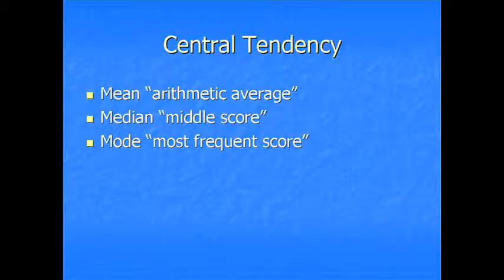Central tendency is a measure to describe the center or middle. The three common measures of central tendency are the mean, which is the arithmetic average, the median, or the middle score, and the mode, which is the most frequent score. As we'll see, the mean is the most common measure of central tendency.